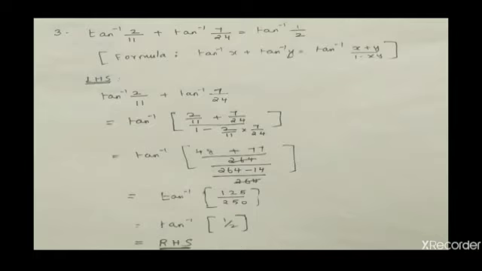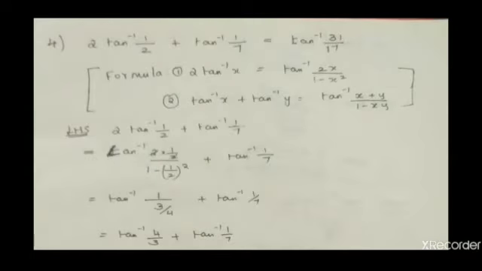Tan inverse 2 by 11 plus tan inverse 7 by 24 equal to tan inverse 1 by 2. So when we see tan inverse plus tan inverse, let us use the formula: tan inverse x plus tan inverse y equal to tan inverse of (x plus y) by (1 minus xy). So in our case, x is 2 by 11 and y is 7 by 24, and when we use this formula we get 125 by 250. 125 by 250 is 1 by 2, so the answer is tan inverse 1 by 2.